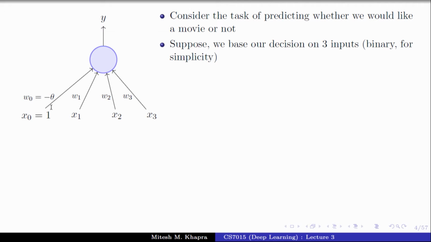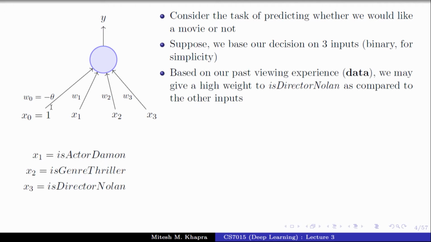And suppose, for the sake of simplicity, we base our decisions only on 3 inputs, and these inputs are again binary. So the inputs are who is the actor. So I'm taking: is the actor Matt Damon, is the genre thriller, and is the director Christopher Nolan? So these are the 3 things on which I base my decision. So all of these are yes/no answers. So I'll ask these 3 questions, and if I get favorable answers to these, then I'll decide whether I should watch the movie or not.